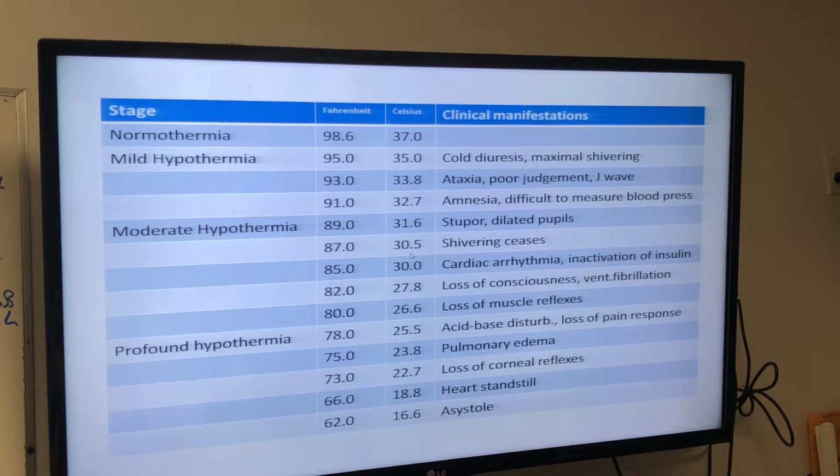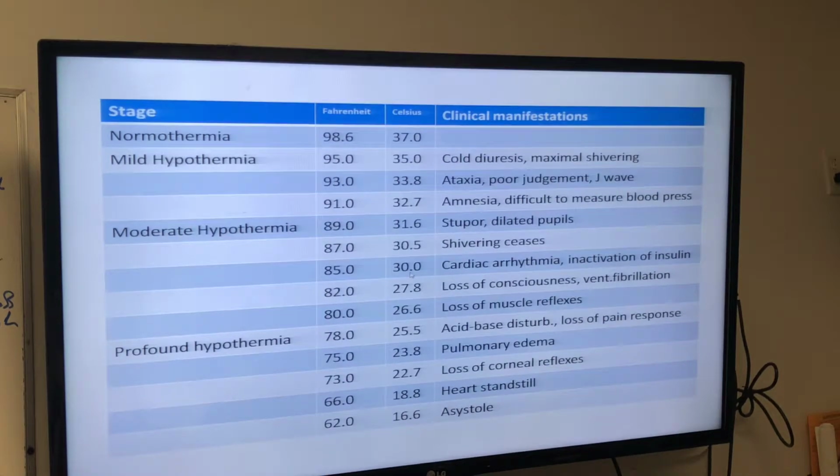Shivering ceases at about 30.5 degrees. So between 35 and 30.5, that's the shivering. Below that, there's no more shivering. And that's important when we talk about the thermosuit.